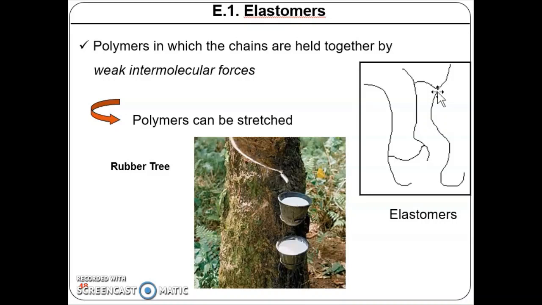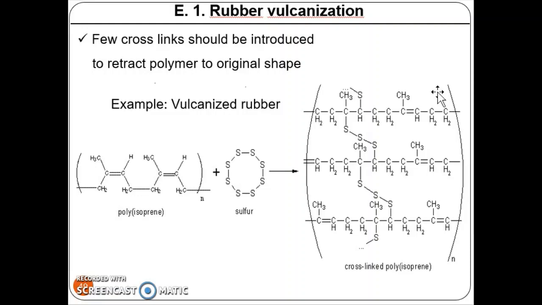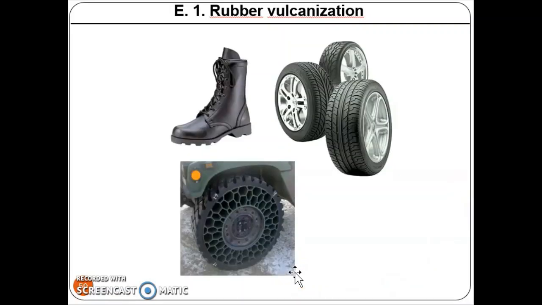So the vulcanization is the addition of sulfur bridges between the rubber polymer chains, helping the natural rubber to retract to its original shape after applying a force on it. So we obtain a semi-synthetic polymer, which could be used in many applications such as tires, shoes, etc.